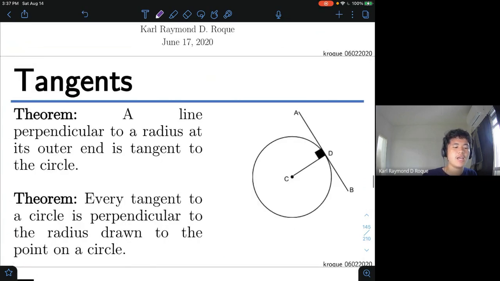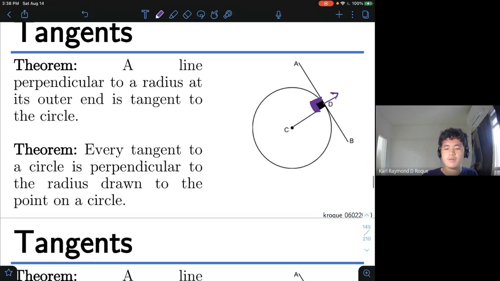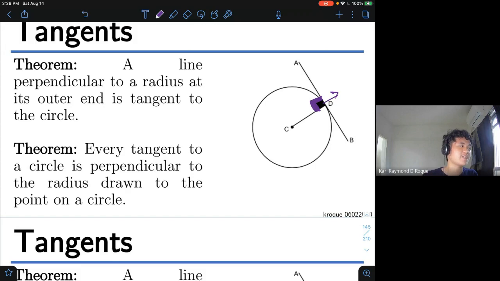Segments in a circle. Ito na, I'll be talking about theorems again. So if meron kayong hindi naintindihan, please tell me. A line perpendicular to a radius. Ito, perpendicular. Okay, so sinasabi lang nito, pag nag-drawing tayo ng radius na nag-i-intersect sa tangent, perpendicular yon. Ayan, di ba? Yun lang naman. Kumbaga, they imply each other.